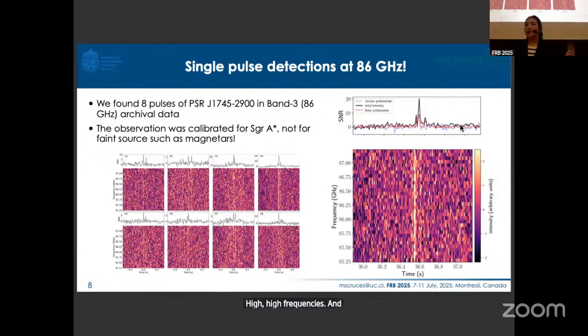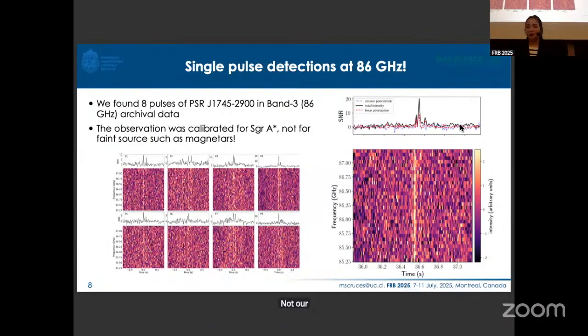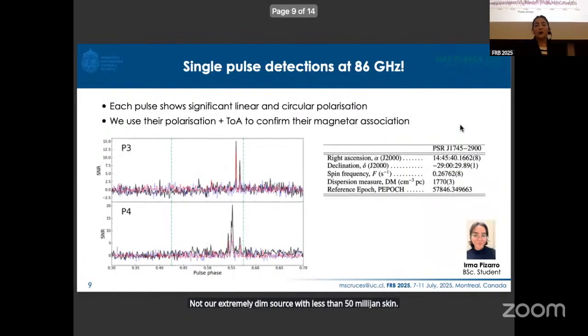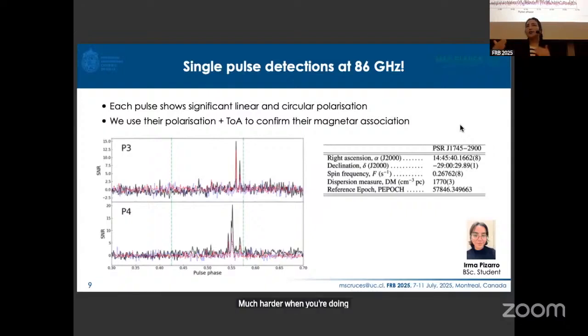And in addition, this data was not even made for us. This data was calibrated considering Sagittarius A star, which is extremely bright, not our extremely dim source with less than 50 millijansky. Now, the problem when you go to high frequencies is also that you don't have dispersion, so it's much harder when you're doing the search to distinguish whether the pulse is real or not.